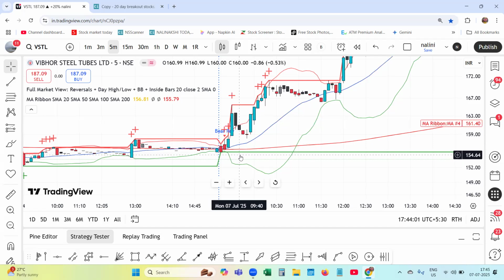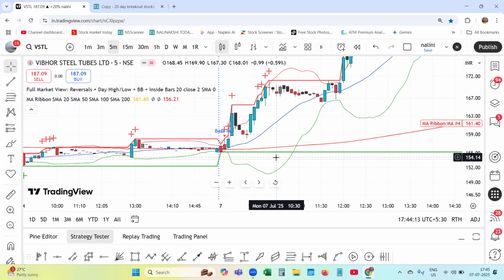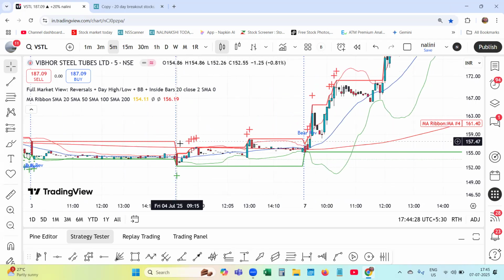Then you wait for the retracement. That is an easy method. And apart from that, you can add moving average ribbon also. 20 and 200 period moving average. Or you can simply add 200 period moving average when there is a 20 period moving average. At a glance, here you can see my indicator.